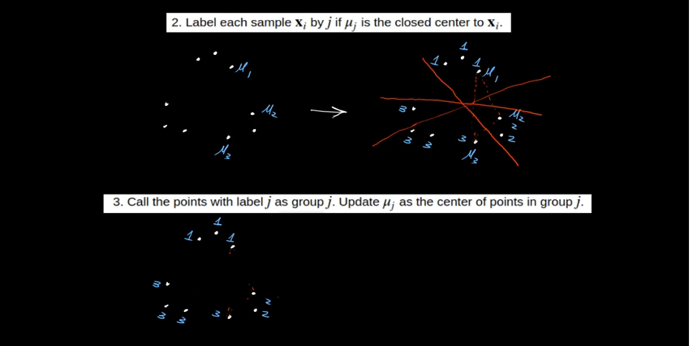Use each group to determine a new center. Now 1, 2, 3, right? The center is supposed to be here, and call that mu1. This is the new mu1, and for group 2, the new center is here, mu2. And for all the 4 points here, it is group 3. The center is likely to be here, mu3. So what you did is, with the labels, you can determine the centers again.